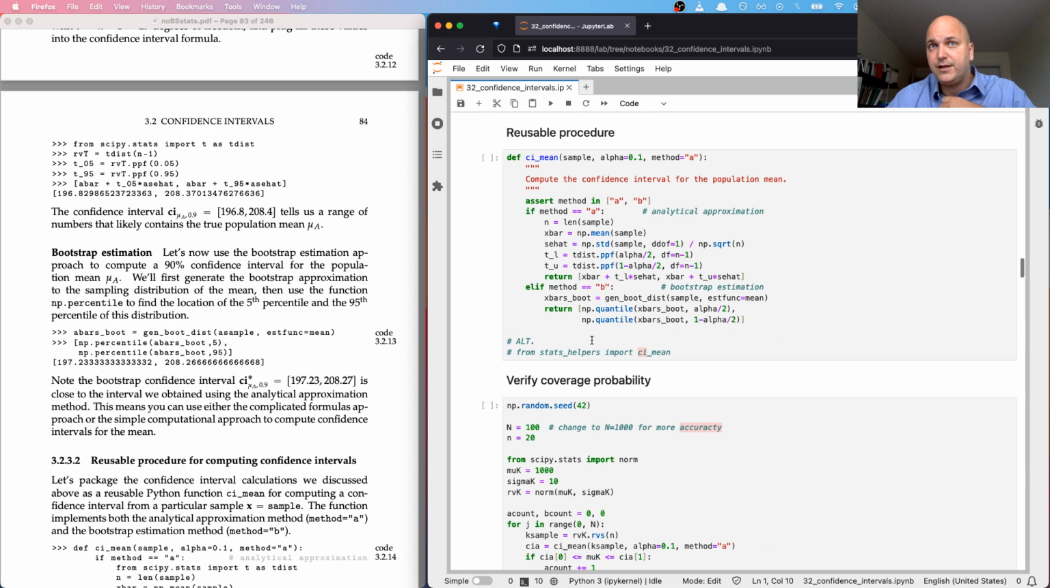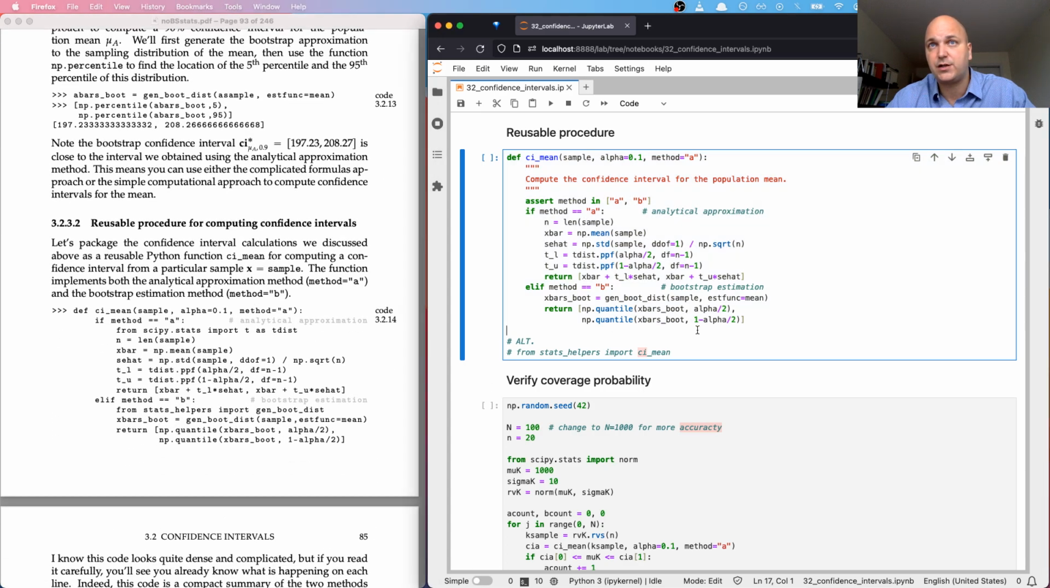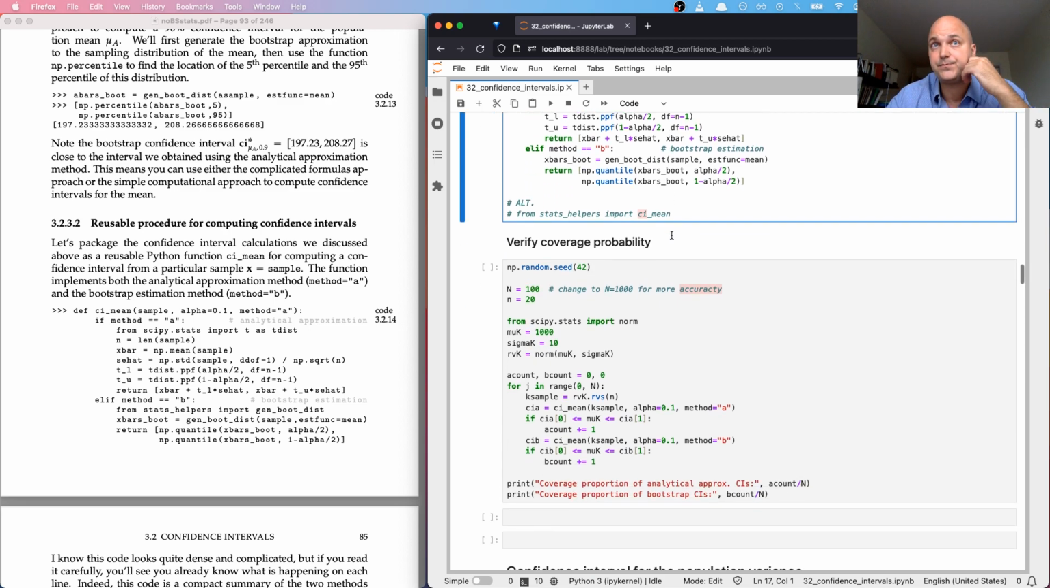For people who are programmers, here is a summary. This code block contains all the steps we did until now, as a reusable function. You give it a sample, you tell it the error level, and choose a method. The method can be A for analytical or B for bootstrap, and it will do the steps. I'm not going to read the code for you, but it's just a concise summary of all the steps we did above.